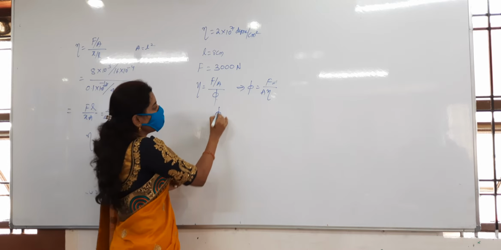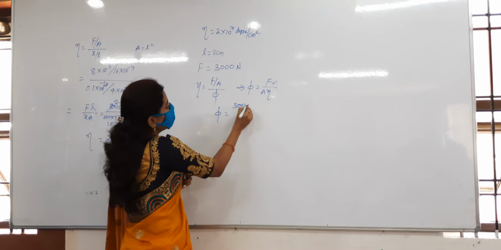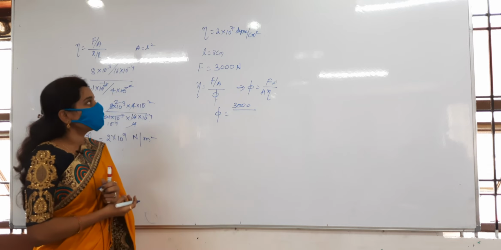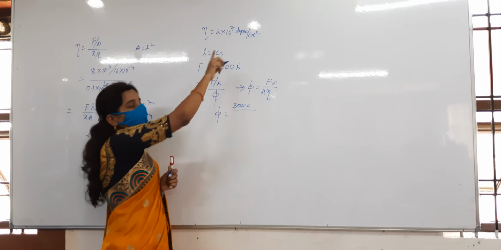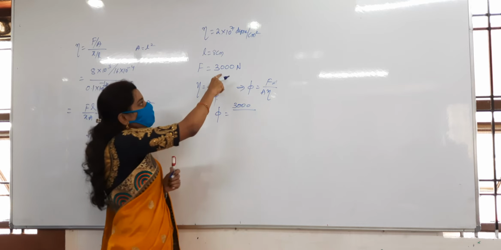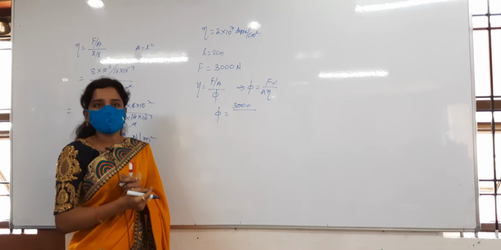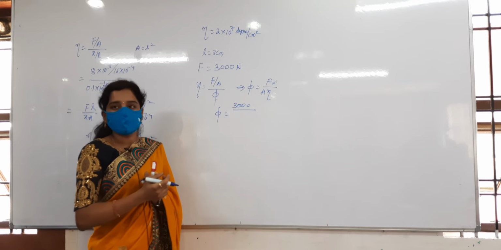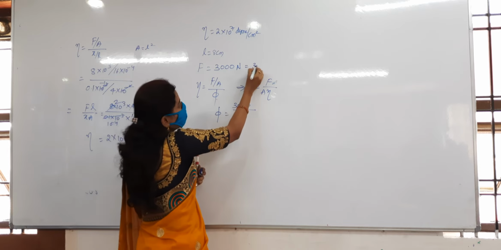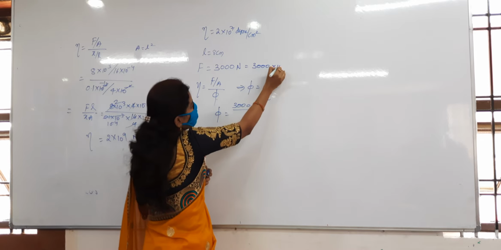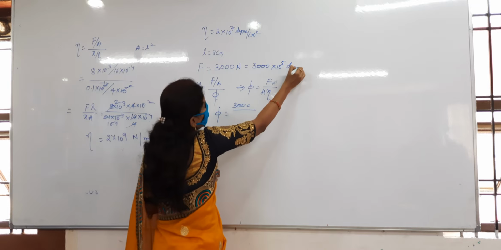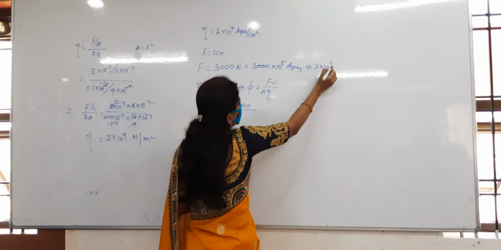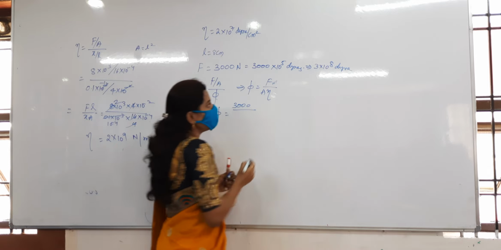So phi is equal to F, how much is F here? 3000 newtons. That divided by area. L is 8 centimeters. And everything is given in dynes and centimeters, right? You take this one also in dynes only. 3000 also in dynes only. Instead of converting the other two, we can convert this one directly. So 3000 newtons, 1 newton is equal to how many dynes? 10 power 5 dynes. So here what can I write? 3 into 10 power 8 dynes.